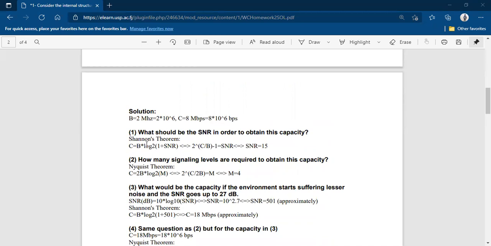Remember, it's a small 2 that indicates this is a logarithm of base 2. In this particular case, we make SNR the subject of the formula. Once we have that, we can feed our capacity and bandwidth information into it. So making SNR the subject of the formula, this is what we get: 2 to the power of C divided by B, whole thing minus 1. Substituting all these values, we get SNR is equal to 15.